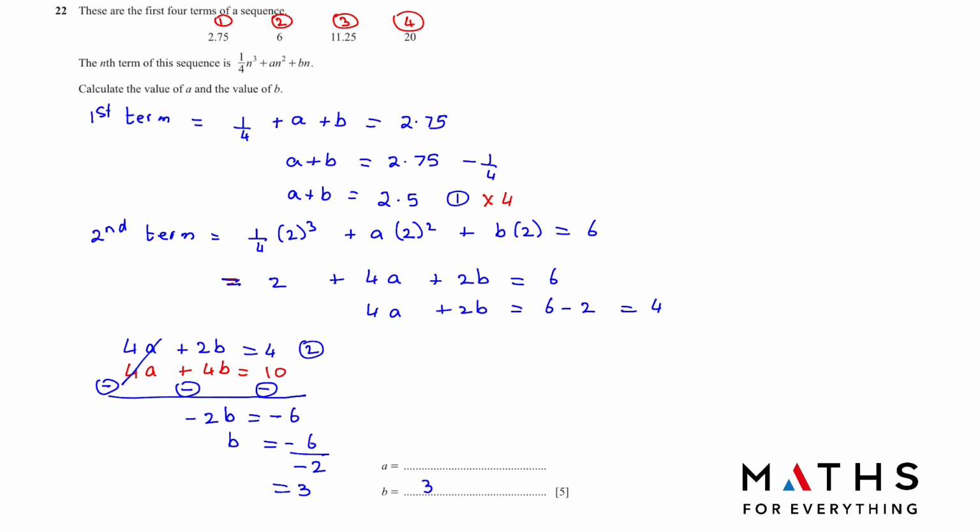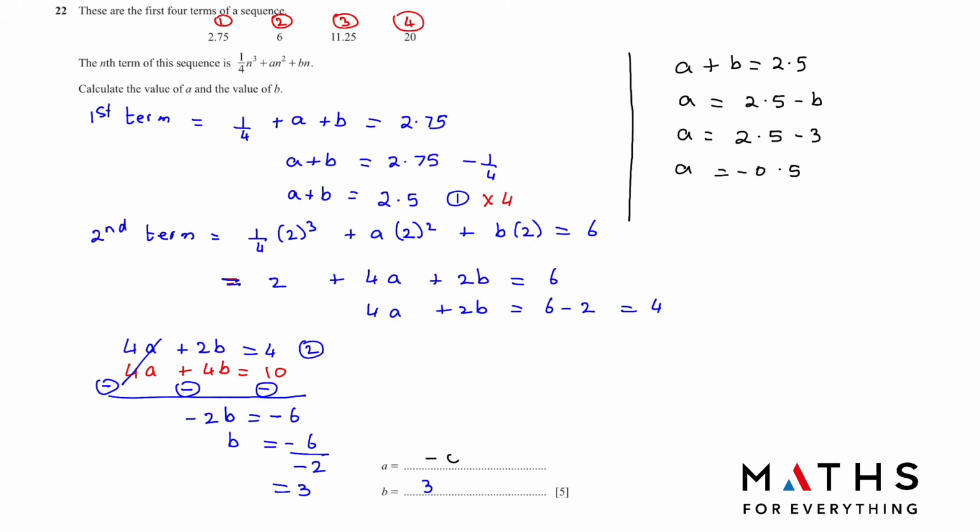Now we need to find A. To find A, let's use the first equation. A plus B is equal to 2.5. So A is equal to 2.5 minus B. Substitute in place of B 3. This will give you negative 0.5. So we got our A and B.